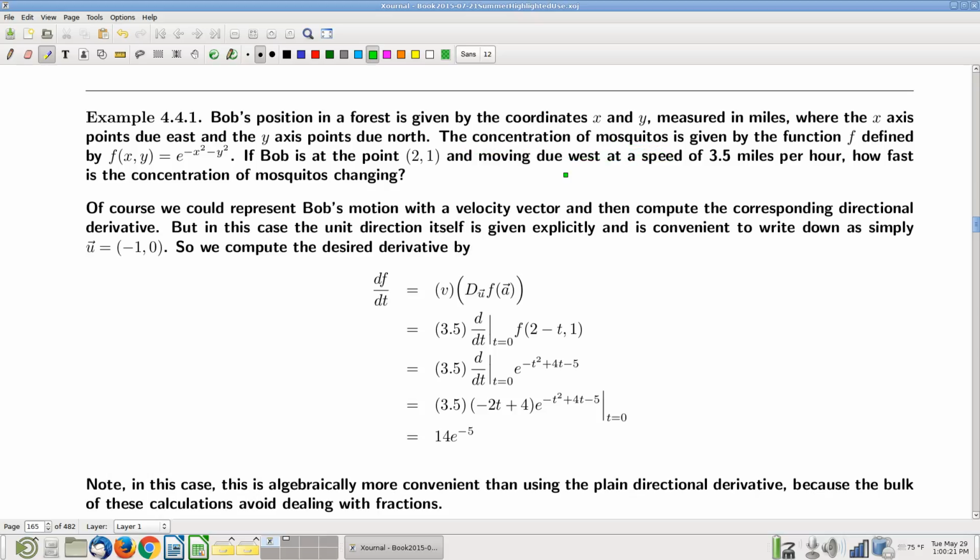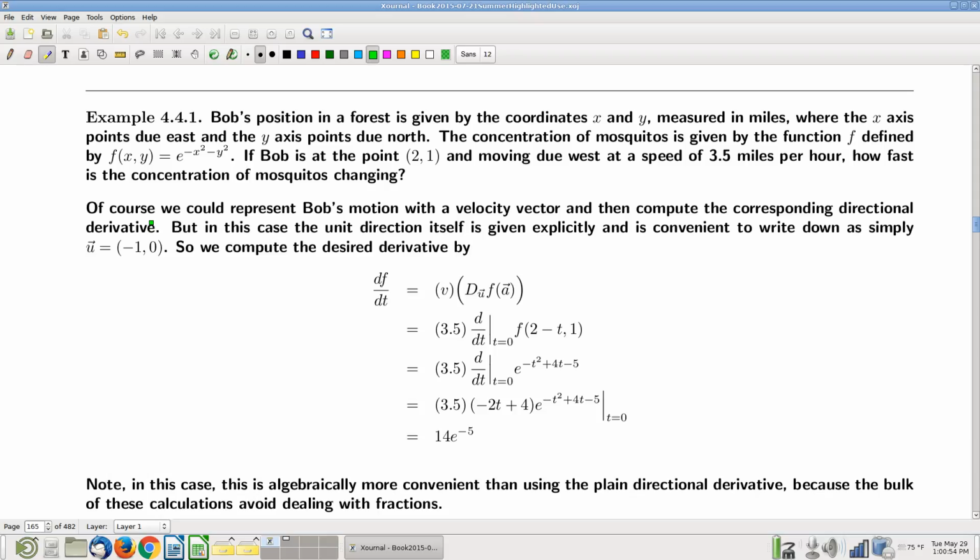So here is a function representing the concentration of mosquitoes. Now I've made up this function here, and I did so with the idea in mind that it's a decaying exponential centered at a particular location. So there's some swampy bog at some point in the forest, and X and Y, I guess the swampy bog is at the origin, and the further you get away from the swampy bog, the fewer mosquitoes there are, but as you get closer to the swampy bog, there's lots of mosquitoes. This function kind of does that.